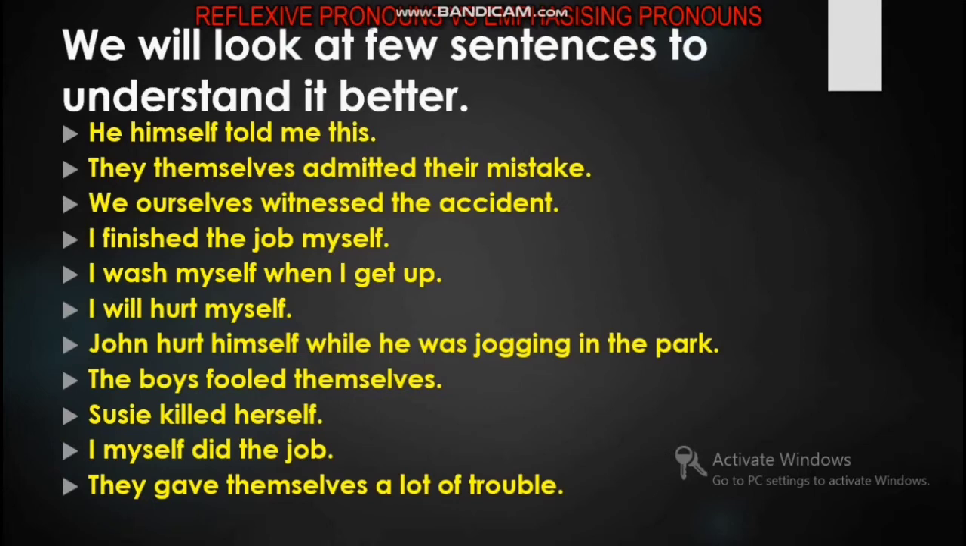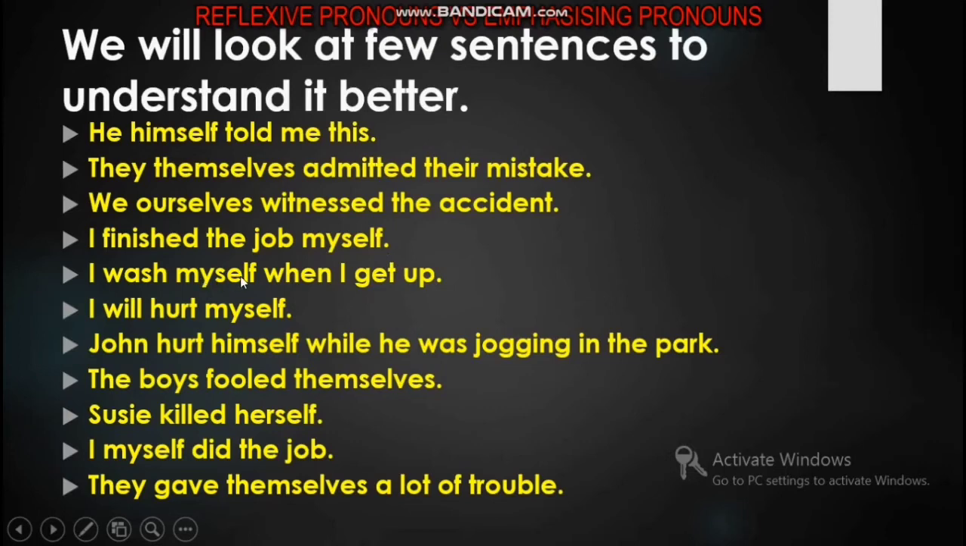We ourselves witnessed the accident. So nobody else, we ourselves. So ourselves here is again used to put an emphasis. So ourselves is an emphasizing pronoun. I finished the job myself. Nobody else but myself finished the job. In this case also myself is used to put an emphasis. So myself here is an emphasizing pronoun.